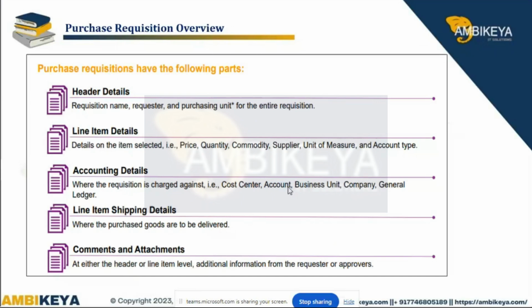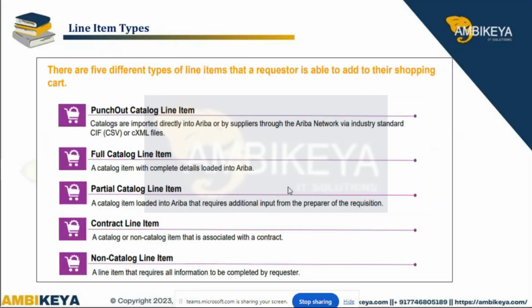And what does it contain? So a purchase requisition basically contains header details and line item details, accounting details, line item shipping details, and comments and attachments. It is exactly similar to our SAP MM. There is no difference in it. Okay. And now, what are the types actually?